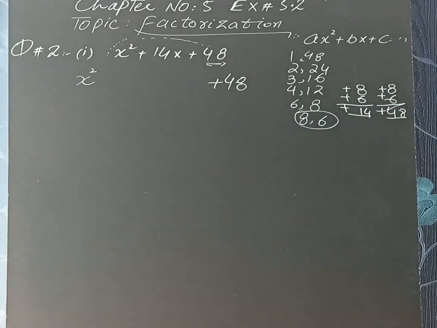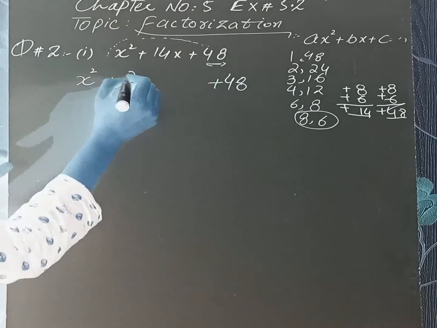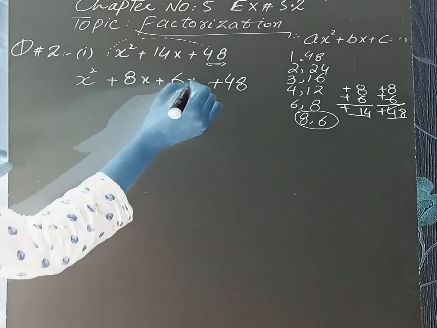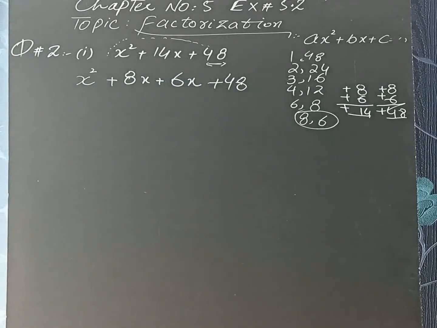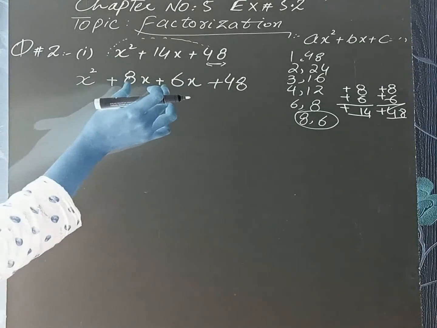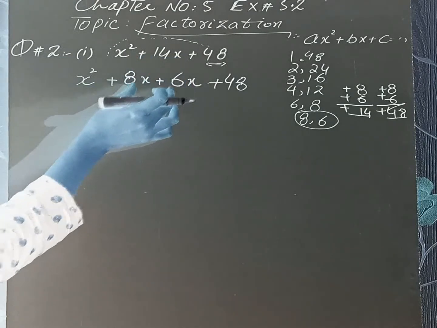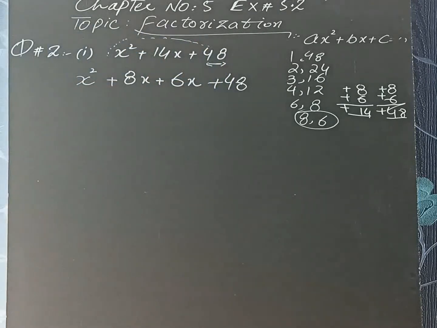It means after adding 8 and 6 we get 14x, and after multiplying 8 and 6 we get plus 48. Take care of the signs here. So I am going to write the pair plus 8x plus 6x. Now once again you can check this: by adding both these you get this, and by multiplying both these you get plus 48.